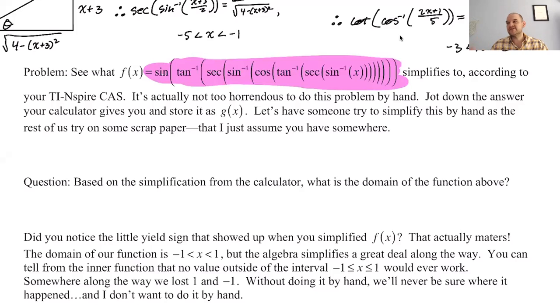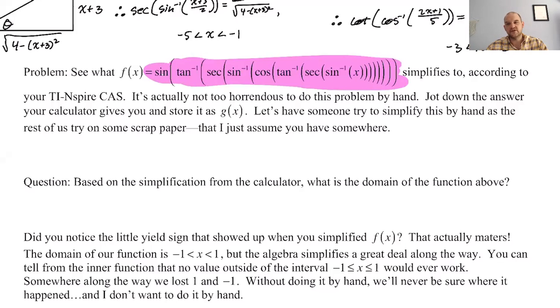All right, we're back. We are still on page 65, and what we're about to do is mess around with this f of x here that we see. So the first thing that the problem says to do is see what f of x equals blah simplifies to according to your TI-Nspire. Jot down the answer your calculator gives you and store it as g of x.